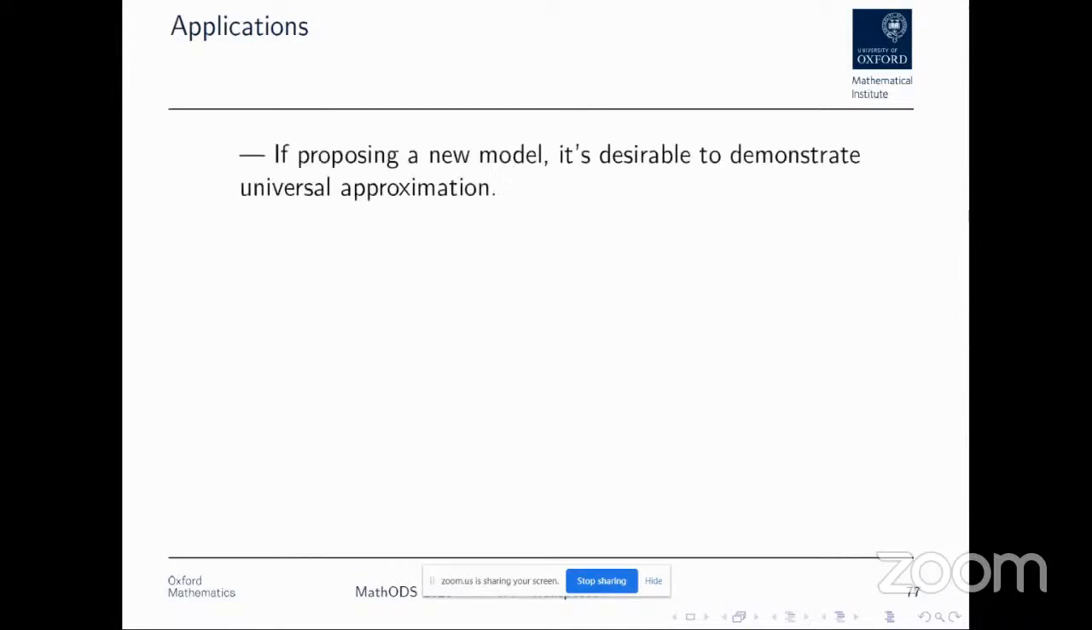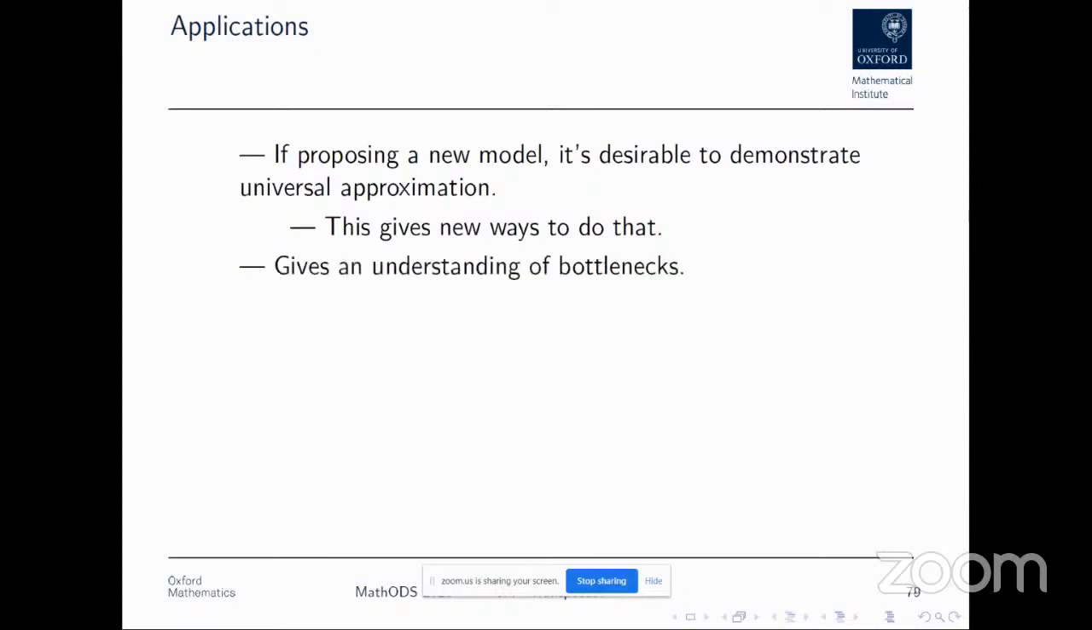Okay, so applications. Obviously, this is a mathematical theorem, so I'm not going to pretend that it's going to solve real-world problems just yet, but it can hopefully help out. In particular, if one is proposing a new model, then it's often nice, it's not necessary, but it's nice to demonstrate universal approximation to show that your chosen model can, in principle, learn whatever it is tasked to do. And this is really giving a new way to do that. I actually know of a few papers which have used this to demonstrate universal approximation of whatever their chosen model is.